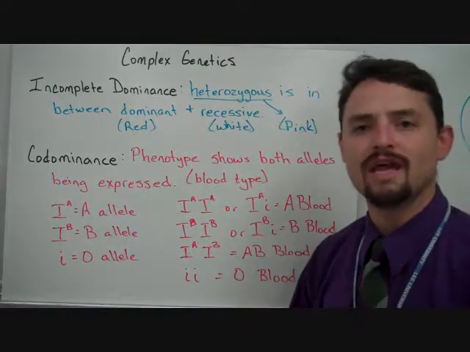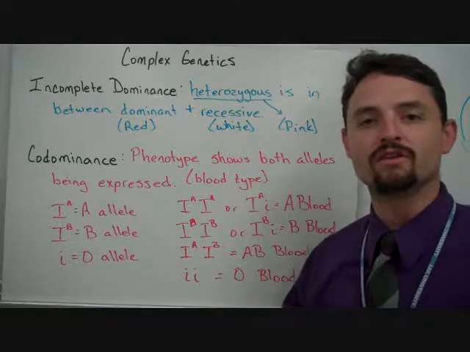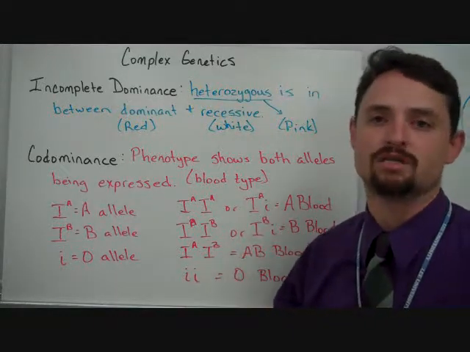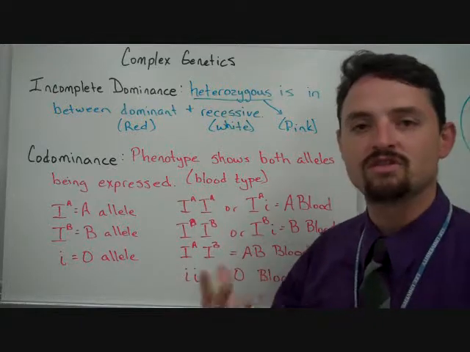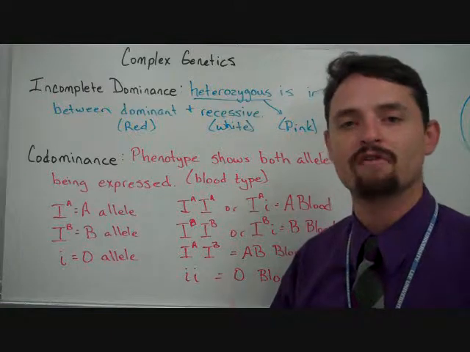The next thing we're going to look at is what I term complex genetics. These are genetic situations that aren't just normal Mendelian genetics. So it's not just the simple dominant recessive, one dominates the other, you either have it or you don't, that sort of thing.